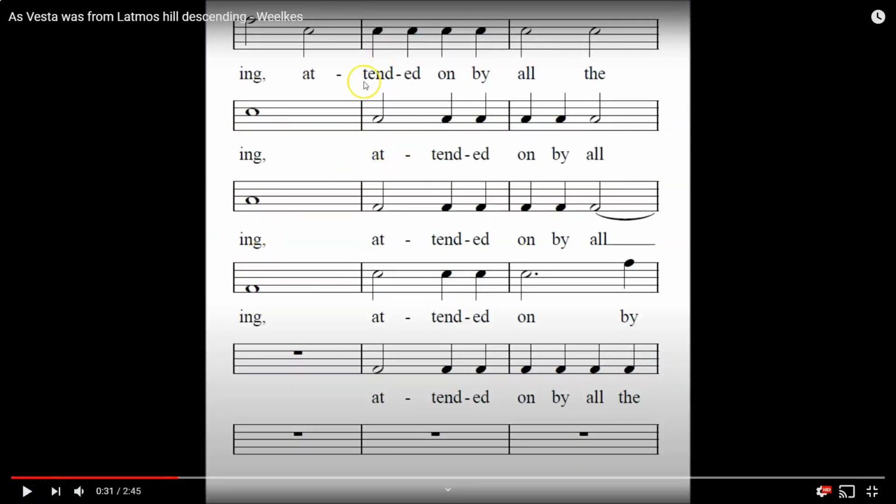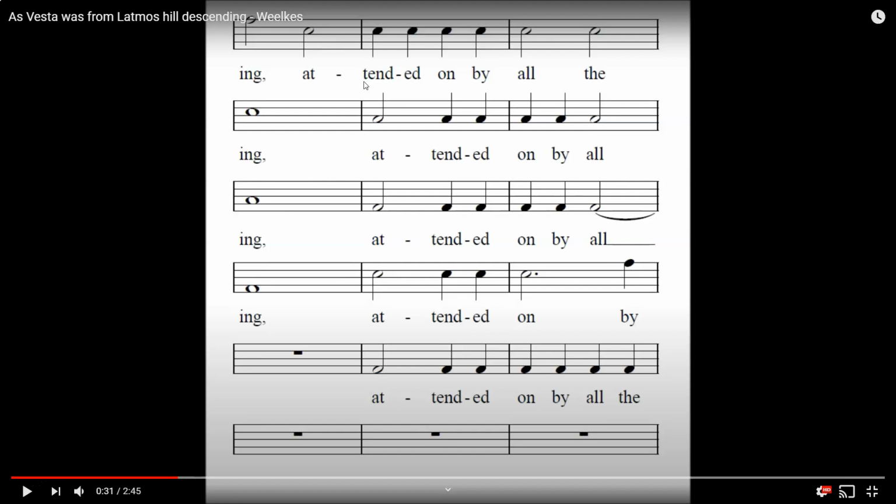Let's pause again, and I'll just say, okay, attended on by all the shepherds swain. What that means, attended on by all the shepherds swain, to whom Diana's darlings came running down amain. That's the next lyric. And can you tell I've been teaching this for like 25 years? I know all the words to this.